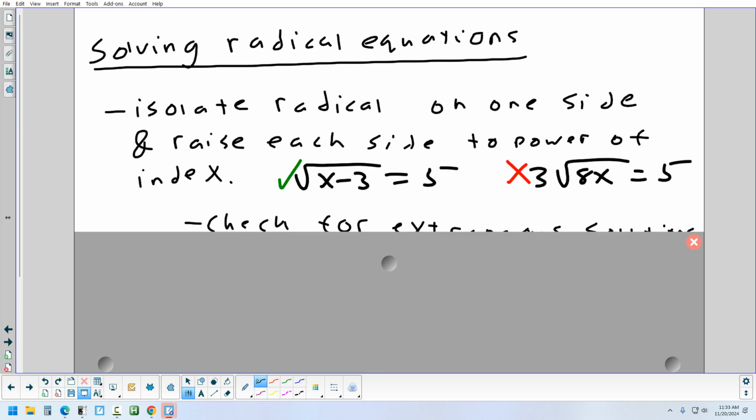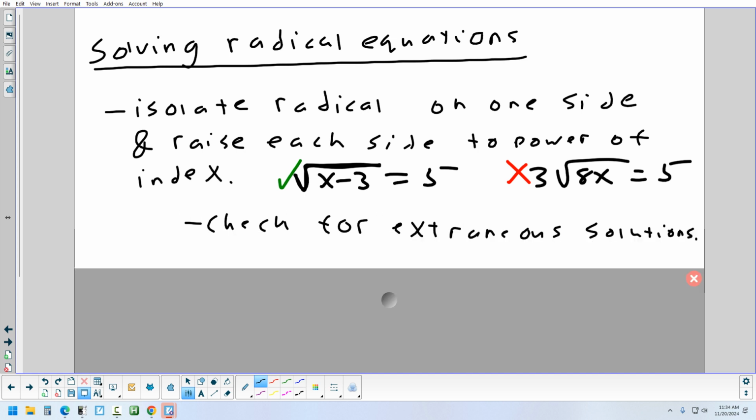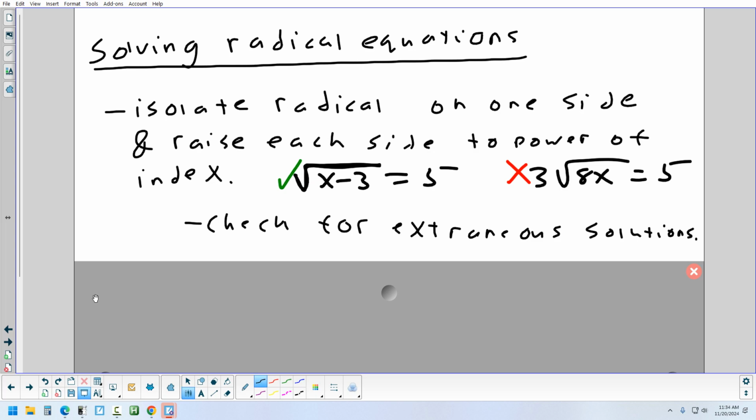And then you raise each side to a power. That's how you get rid of the root. The power that you use has to cancel out the root. What kind of root is this one? It's a square root. What's the index on a square root? 2. So that means you would raise each side to the second power. If you had a cube root, what's the index on a cube root? 3. That means you need to raise each side to the third power. Yep. You do have to check your answer, because it is possible that you get a solution that does not work.